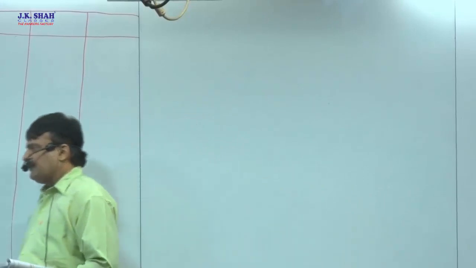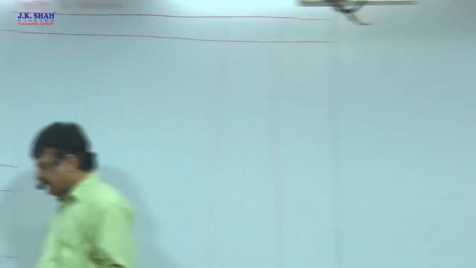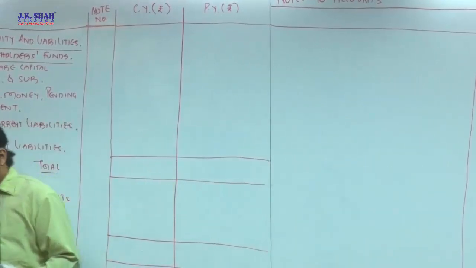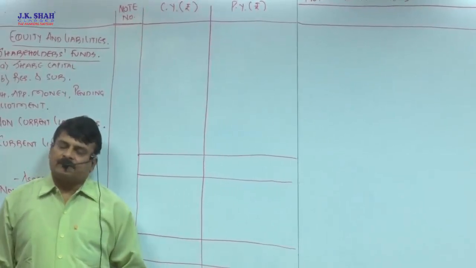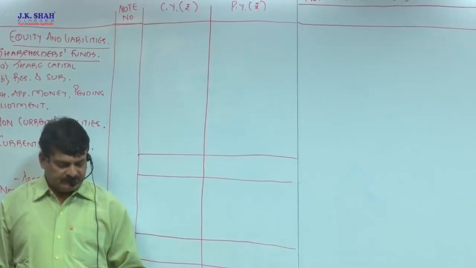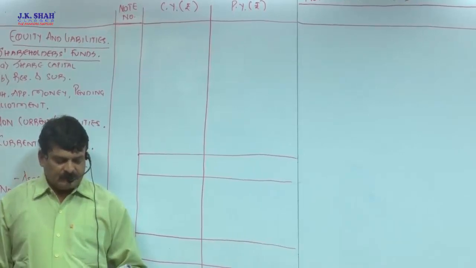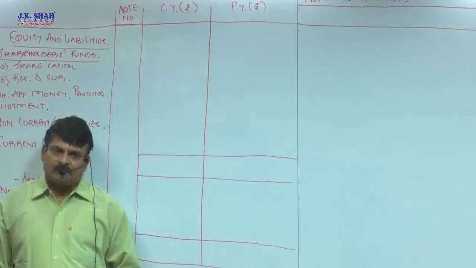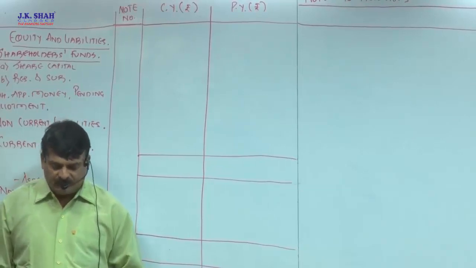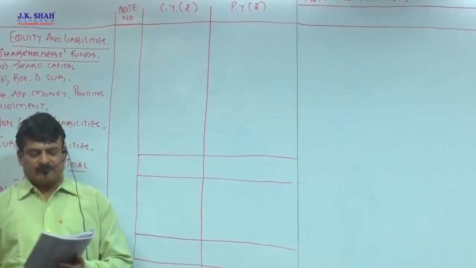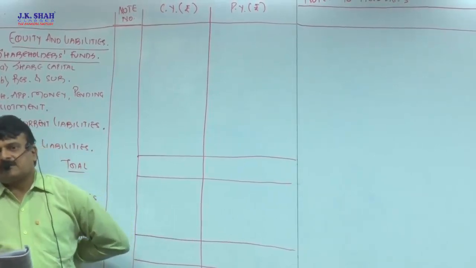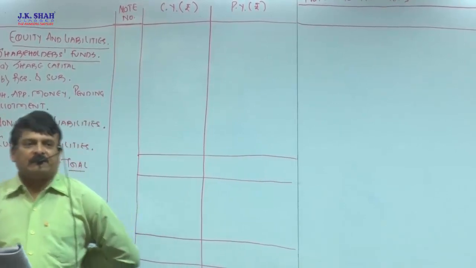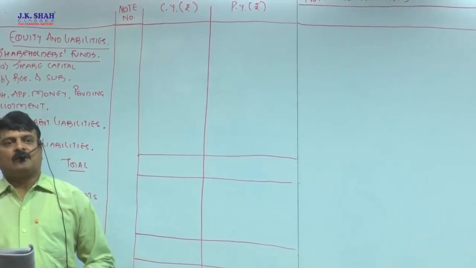Provision for taxation. Short-term provisions. Proposed dividend. Short-term provisions. Provision for dividend distribution tax. Short-term provision. Credit side completed. Debit side. Calls in arrears will affect share capital because calls are always related to what? Shares.